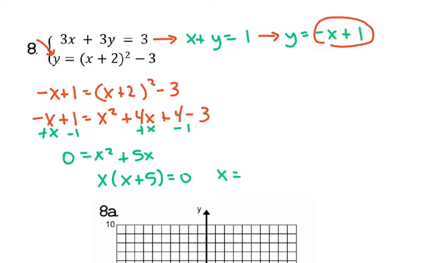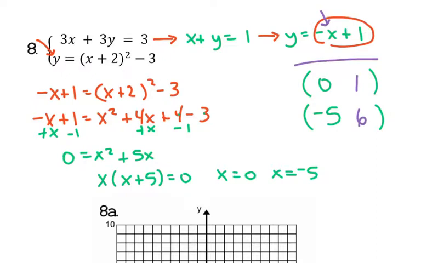That's going to mean x is equal to 0 or x is equal to negative 5. So my two ordered pairs are going to be x is 0 or x is negative 5. Now to find the second coordinate, the y coordinate, I'm going to put in 0 and I'm going to put in negative 5 one at a time for x right there. So negative 0 is 0 plus 1, and negative 5 is 5 plus 1. So these are my solutions that I got by substituting.